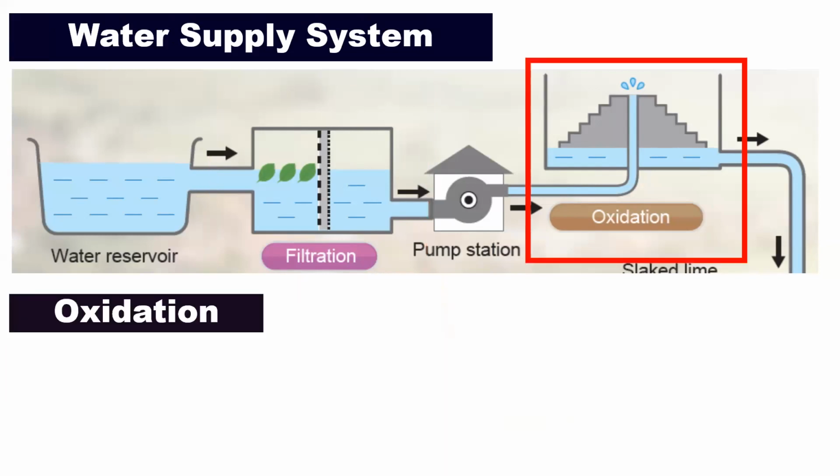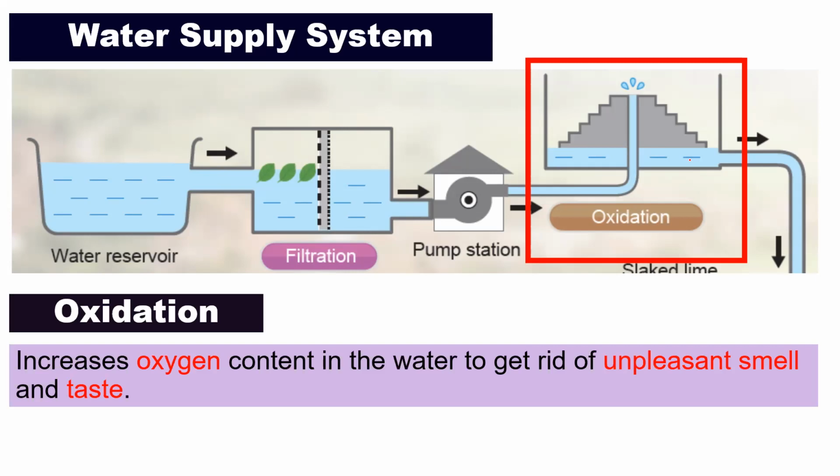Then we move on to oxidation. After filtration, I remove all of that. It will go to the pump station and then we go to the next step, which is oxidation. Because water sure has a smell, right? So in this oxidation process, the whole water supply system will increase the oxygen content because I want to get rid of any unpleasant smell and taste. Just like you, after your PJ class, y'all don't smell so nice, right? What do y'all do?